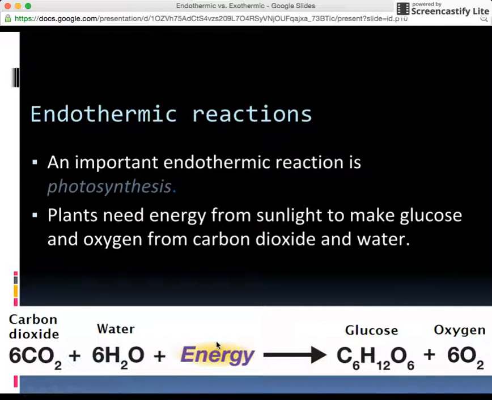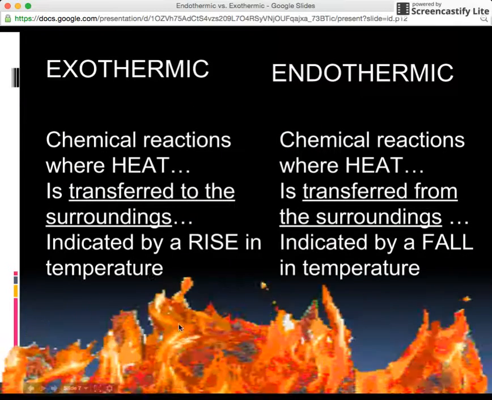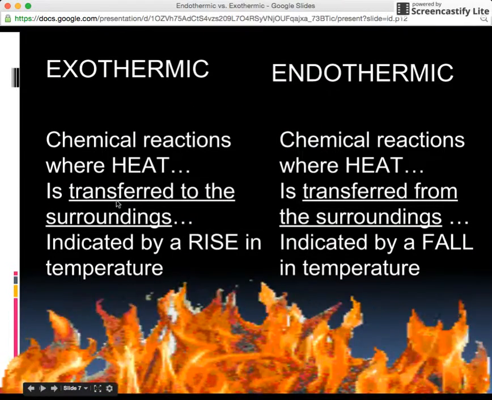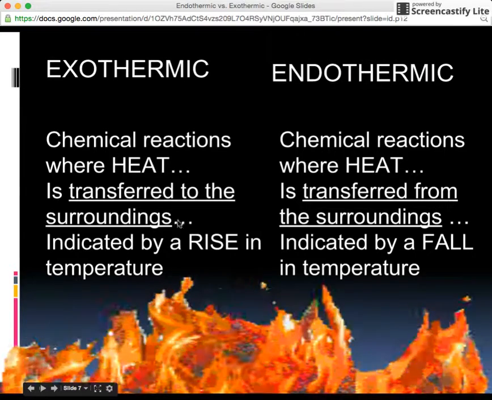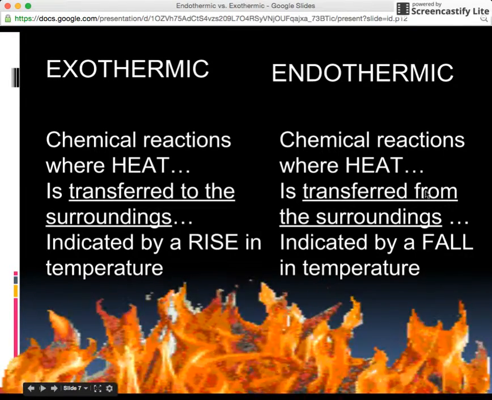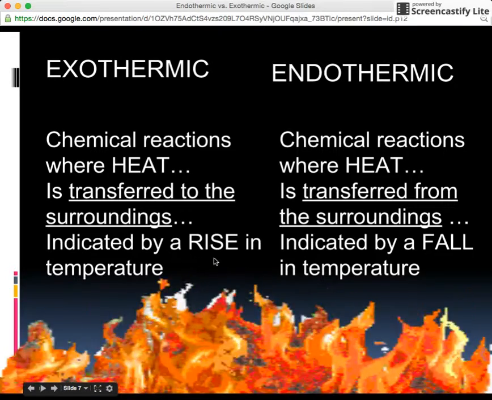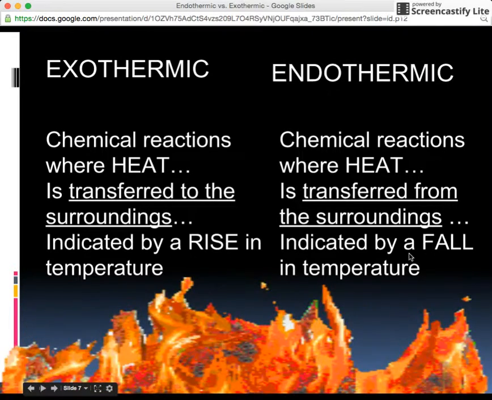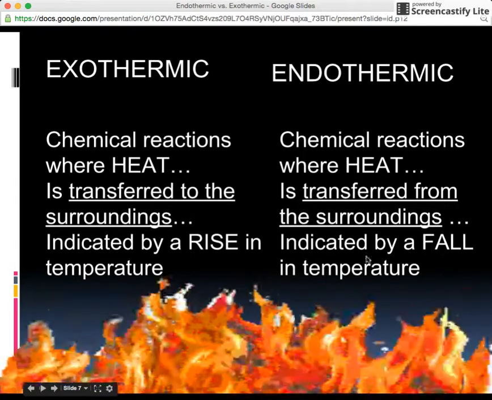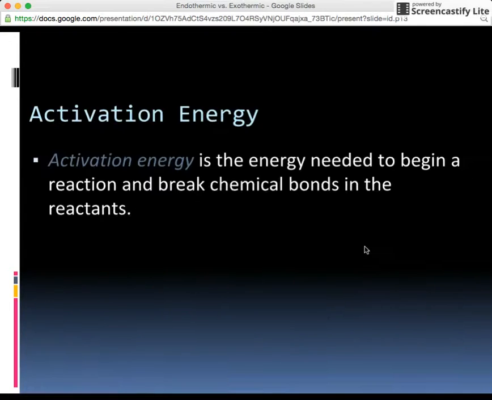So let's say you have an endothermic reaction that you're holding in your hand. That heat, that energy that's required, is getting pulled out of your skin, which is why you feel it getting colder. Your hand is getting colder because it's losing heat. So that's an endothermic reaction. And when we see the two, exothermic is where the heat is transferred to the surroundings. Endothermic is where it's transferred from the surroundings. Exothermic, we see a rise in temperature. Endothermic, we see a fall in temperature. So there's just the difference between those two.